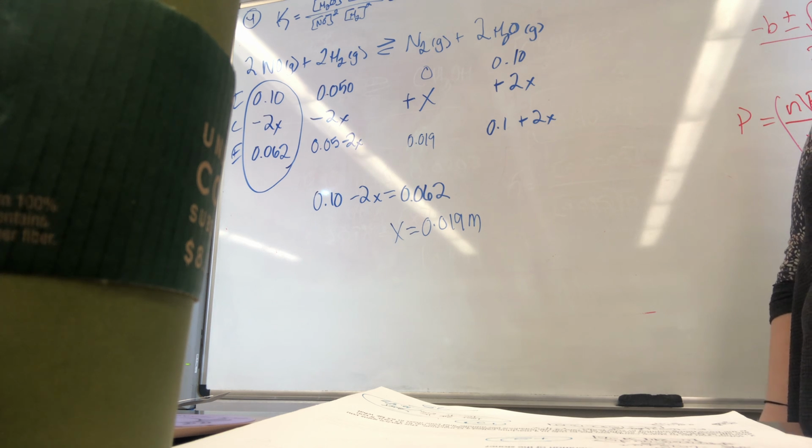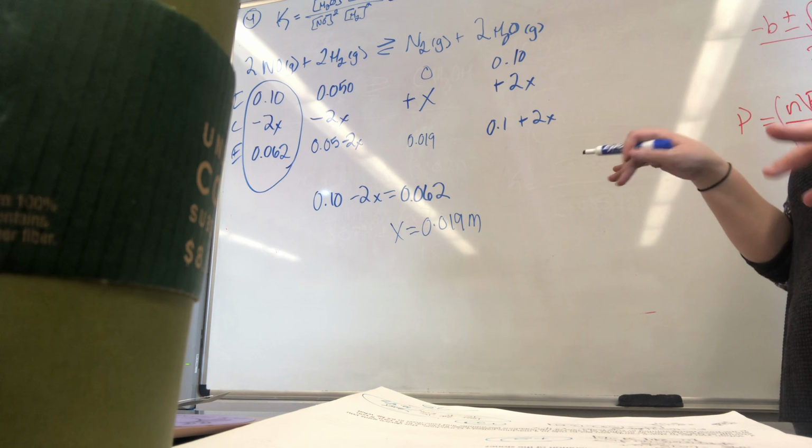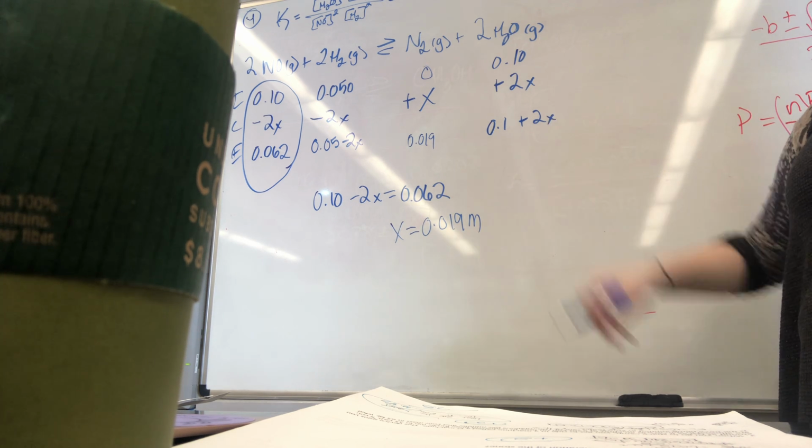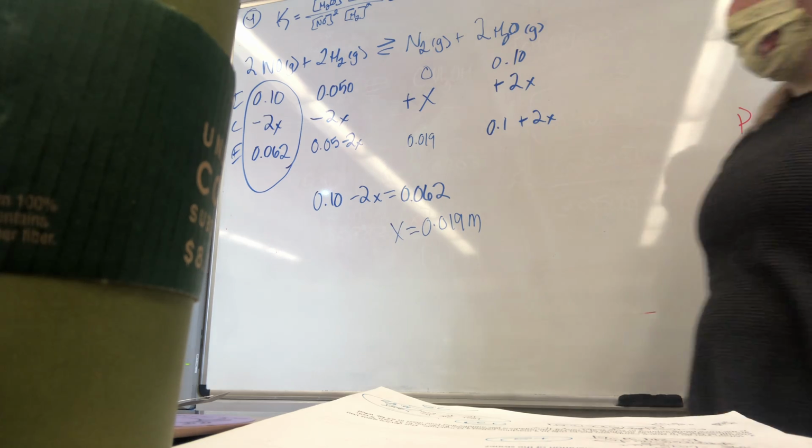Is the X in the C row also like 0.019? Yeah, X is in general 0.019. Plug it in all across. Get your equilibrium concentrations.